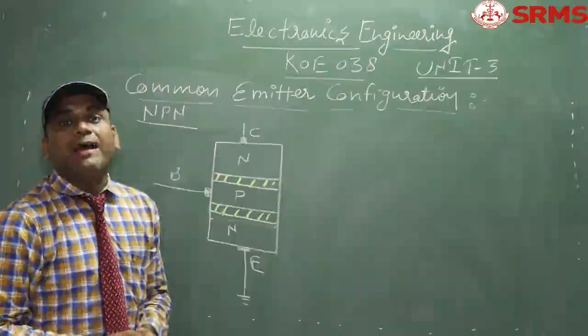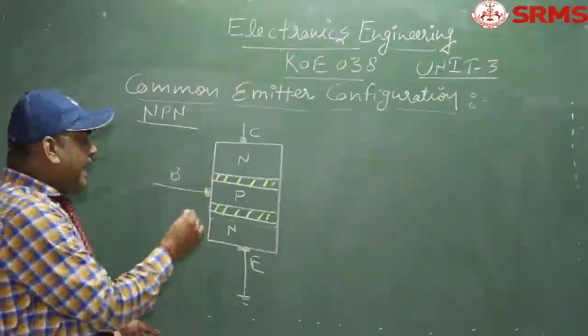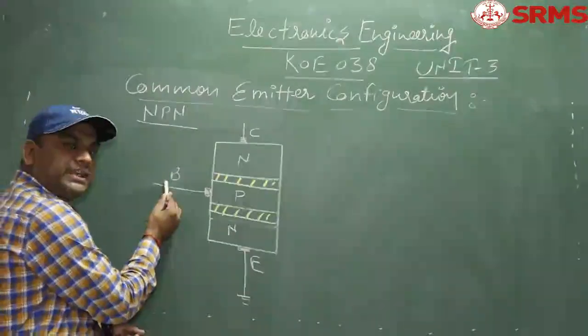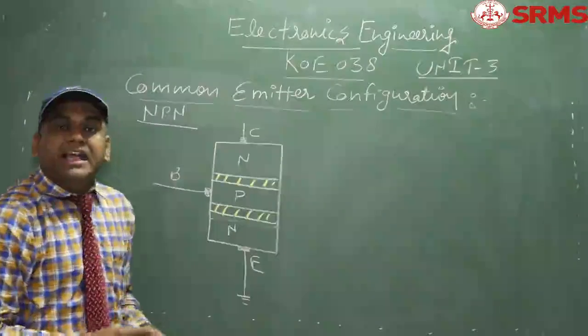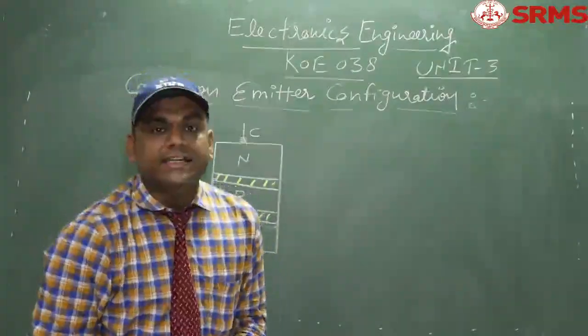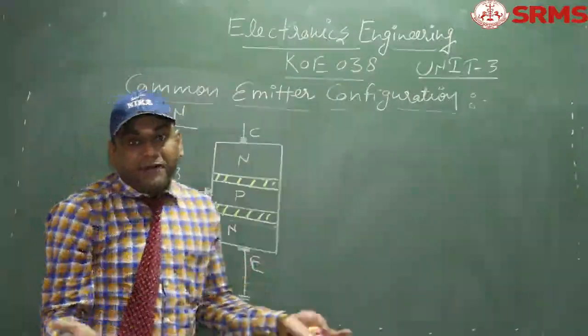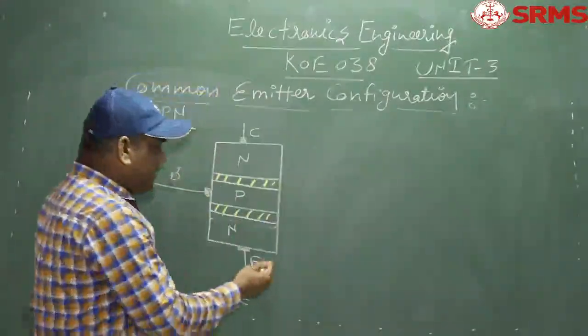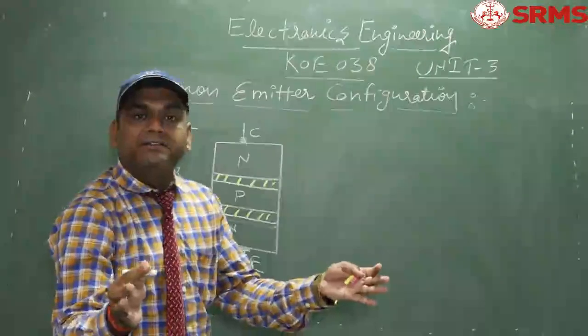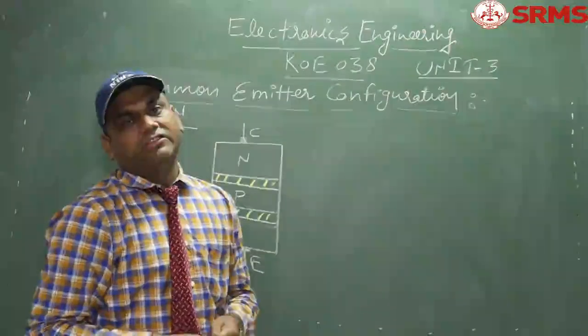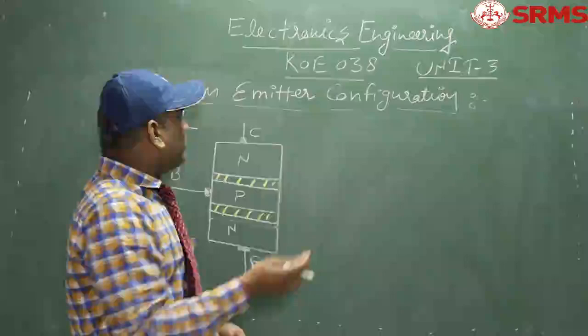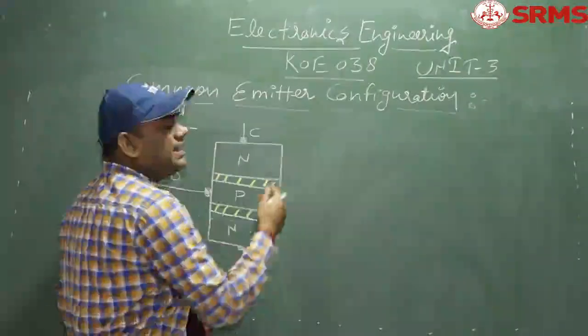So if you want to apply input, we will apply the input at the base terminal with respect to the emitter terminal. As far as output is concerned, we can obtain the output at the collector terminal with respect to the emitter terminal. Is that clear? So the emitter is made common for the base as well as for the collector. This is defined as a common emitter configuration.